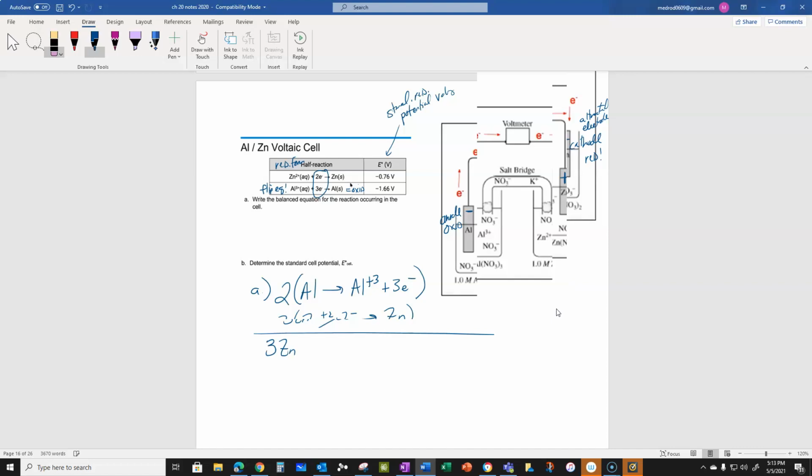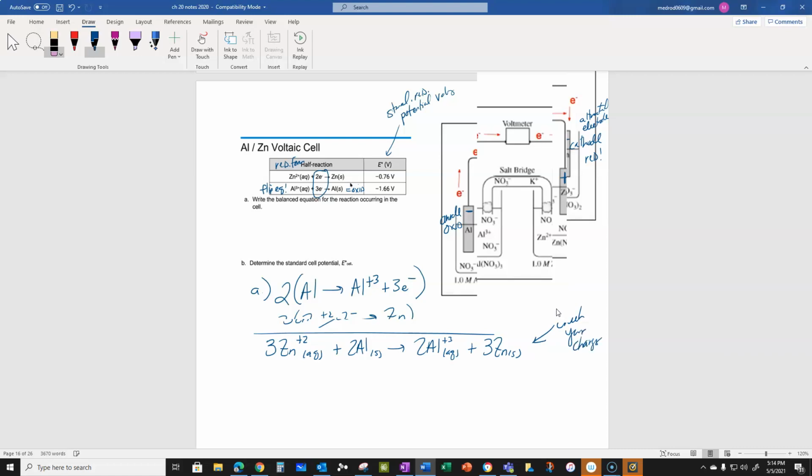Basic chemistry, ladies and gentlemen, ions are always aqueous. My aluminum is a piece of metal, and my ions are always aqueous, and my zinc is a piece of metal. Basic chemistry, ladies and gentlemen, you better make sure you check your charges.